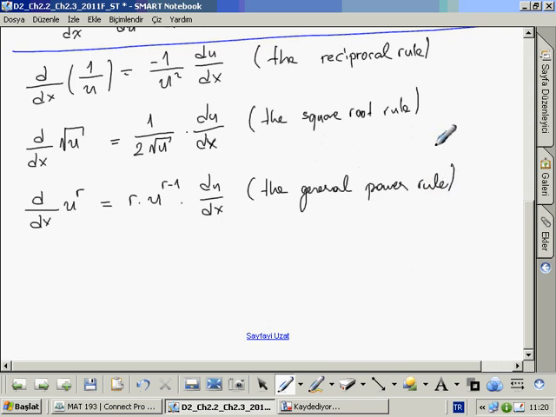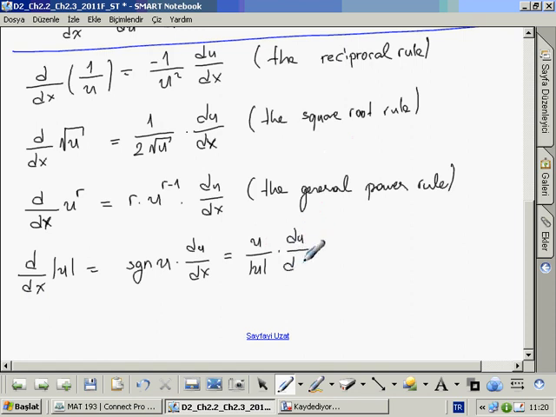And del over del x of the absolute value of u equals signum u times del u over del x, which is also equal to u over the absolute value of u times del u over del x. This is the absolute value rule.